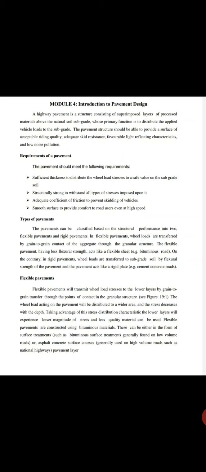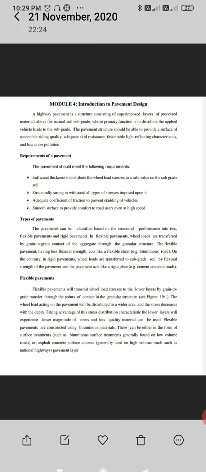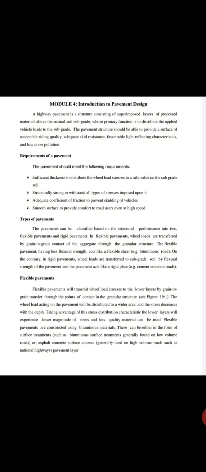You can see in the next slide. The wheel load acting on the pavement will be distributed over a wider area, and the stresses decrease with depth. Taking advantage of this stress distribution characteristic, lower layers experience lesser magnitude of stresses, and lesser quality of material can be used. Flexible pavements are constructed using bituminous materials.